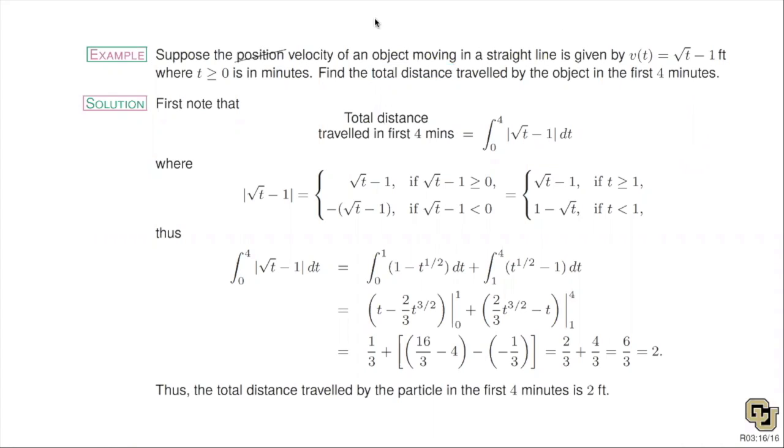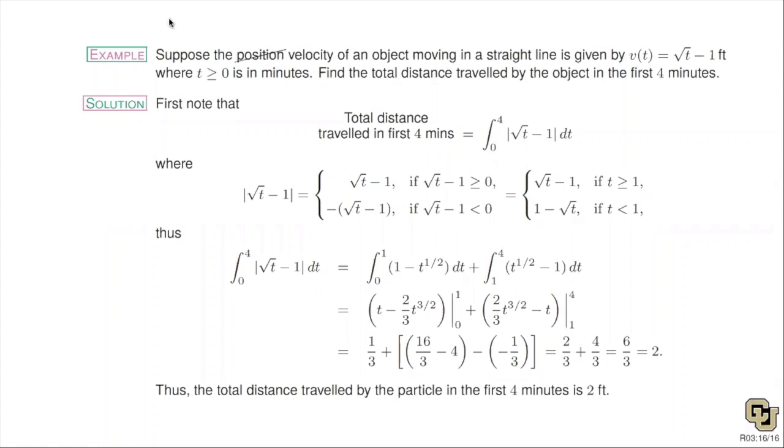So for total distance, we have to integrate the absolute value of the velocity. Now this function is always greater than or equal to 0. So it's always moving to the right. We don't get any moving forward and then moving backwards. There's no overlapping of its trajectory. And so this will calculate the total distance.